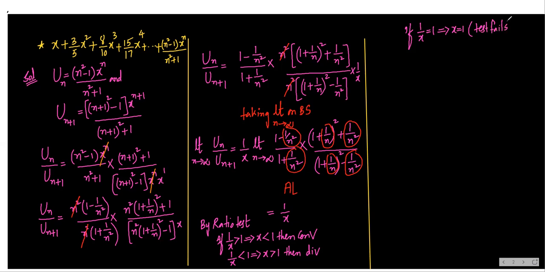So now we have to avoid this possibility. It means we have to check what happens when x is equal to 1. If x is equal to 1, we directly take this value and put it in place of un. So our un clearly becomes, if x is 1, n square minus 1 divided by n square plus 1. Now from here it is convenient to take vn.